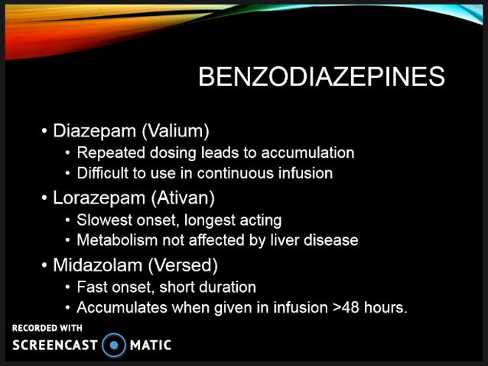Common types of benzos are Valium, Ativan, and Versed. Ativan is the slowest onset and longest acting, while Versed provides a quick onset. Accumulation can occur, and daily sedation vacations are important to ensure that the patient is not on too high a dosage of benzos.